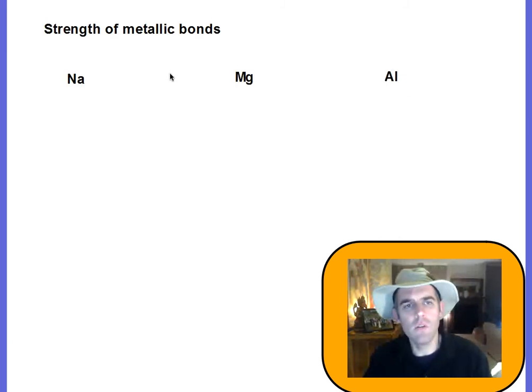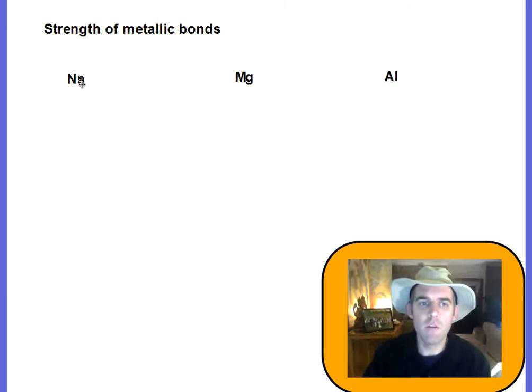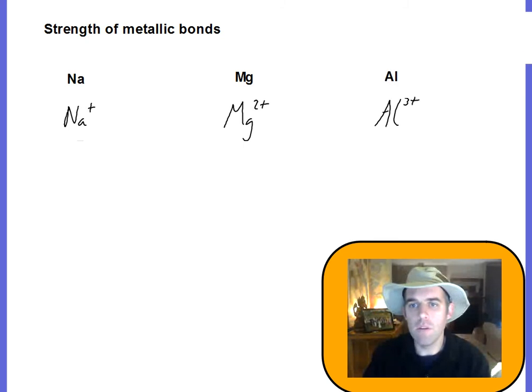So are all metallic bonds the same strength, or are they different in different metals? Let's compare sodium, magnesium and aluminium. Sodium's in group 1, magnesium's in group 2, aluminium's in group 3. When they form ions, they form with these charges: the sodium ion 1+, magnesium 2+, aluminium 3+.